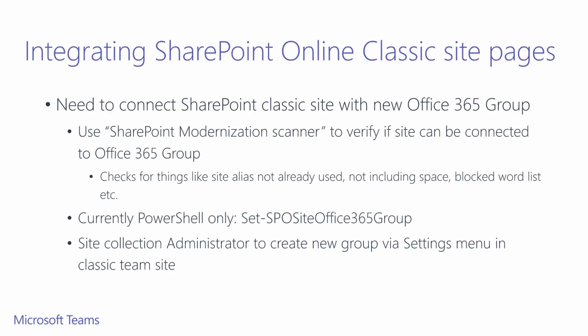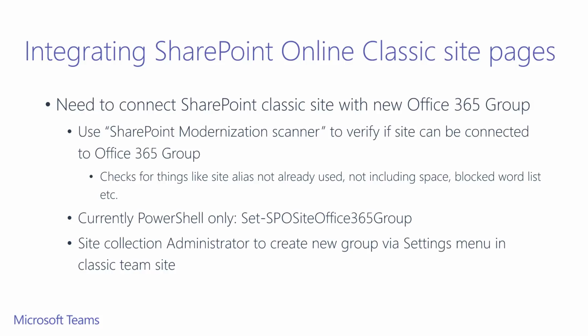It is also possible to integrate SharePoint Online Classic site pages, but you will need to connect the Classic site with a new Office 365 group. There is a SharePoint modernization scanner that you can use to verify if the site itself can be connected to an Office 365 group. Not all Classic sites would have the capability of being connected to an Office 365 group.